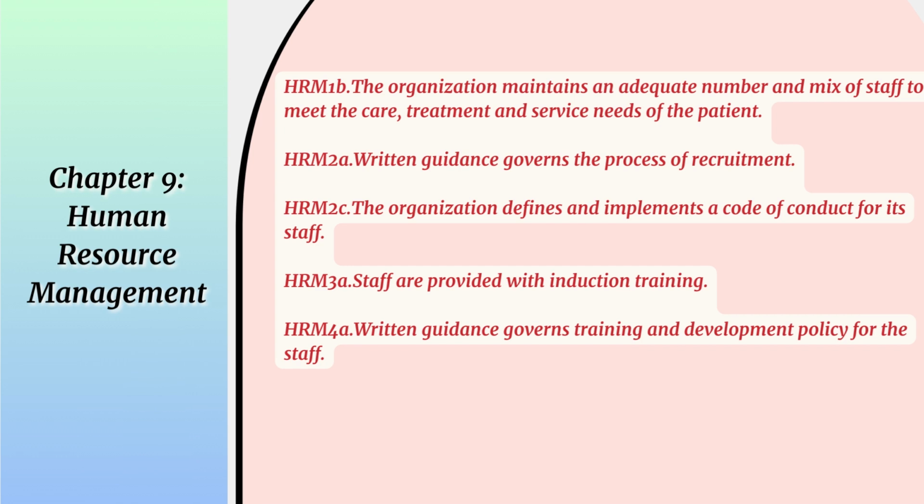HRM 2A, written guidance governs the process of recruitment. So there's a recruitment procedure to hire the doctors, nurses and the paraclinical staff. HRM 2C, the organization defines and implements a code of conduct for its staff. HRM 3A, staff are provided with induction training. Whenever an employee joins the organization, induction training is given to give an overview about the healthcare organization or the hospital, and tell them about the rules and regulations and the ethics that are followed in the organization. HRM 4A, written guidance governs training and development policy for the staff. After induction is done, training and development of the particular employee and the group of employees is done.